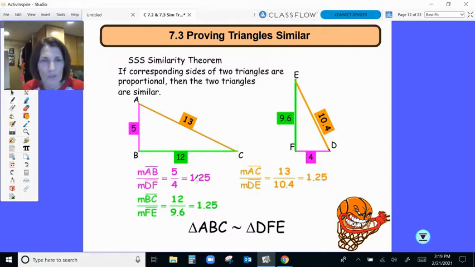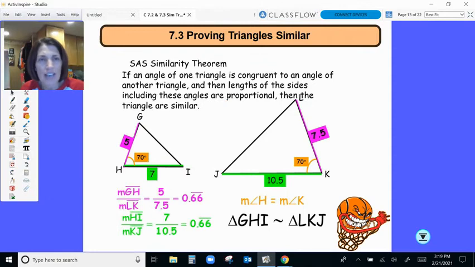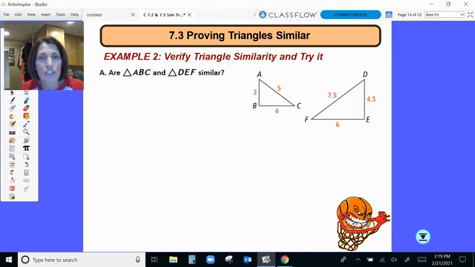Okay, so these ones, the pink ones, the green ones and the orange ones, all have a ratio of 1.25. And then the last one is side-angle-side. That says if I have two sides that are proportional and an angle between them that is equal, then my two triangles are similar. Okay, so we're going to start putting some of these to use here.